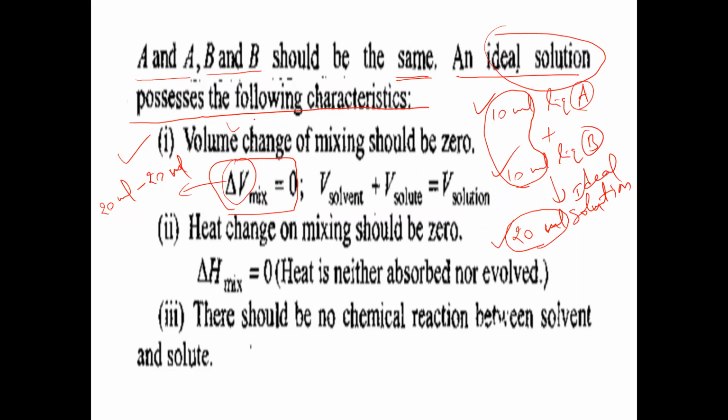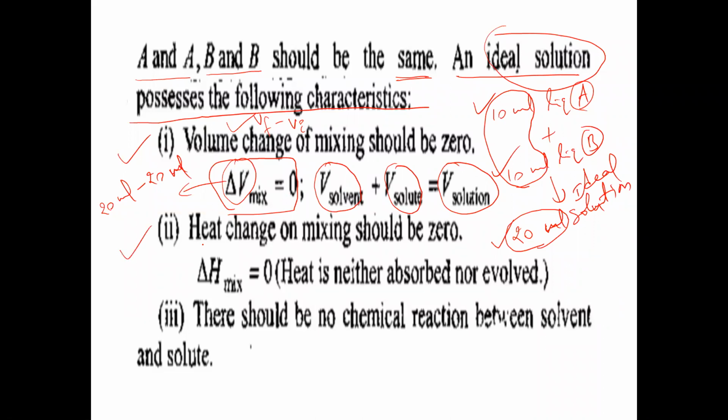That's what we say, volume change. Delta V means final volume minus initial volume. So V final minus V initial must be 0. That is, the volume of solvent plus the volume of solute must be equal to the volume of solution formed. Here 20 ml of solution is formed when you mix 10 ml plus 10 ml. That's why delta V mixing is equal to 0 for formation of ideal solutions.